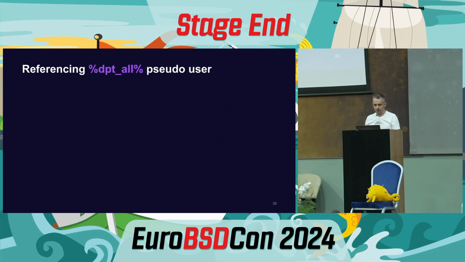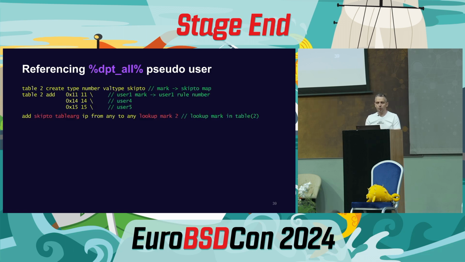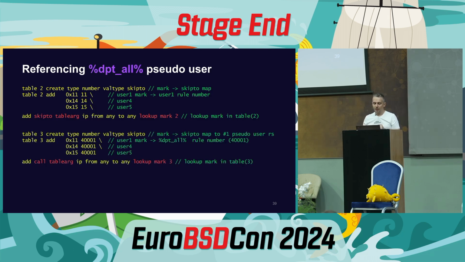Let's do the rule set. The first thing we are going to do, we create a table. Table is used to convert mark to a real number for each real user. Okay, now we create another table. Another table tells that a user with this mark should be checked against dpt-all or another pseudo user, that is, when the user is a member of this group.